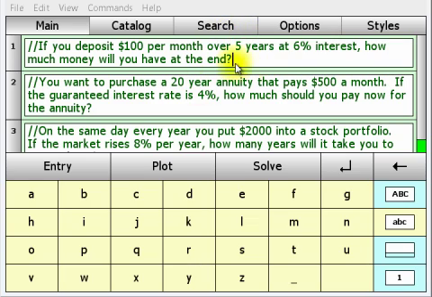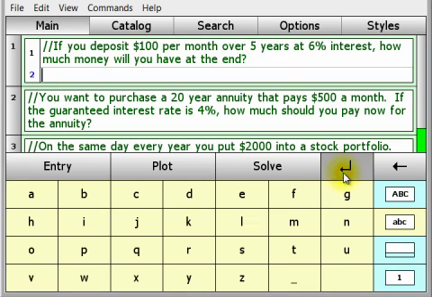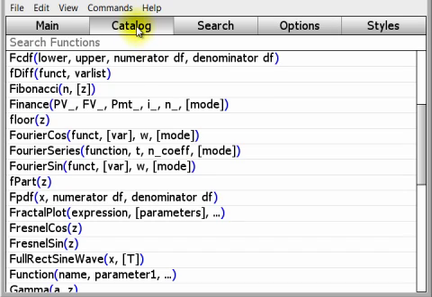If you deposit $100 per month over 5 years at 6% interest, how much money will you have at the end? Alright, this is a typical annuity problem. Let's go ahead and open up a second sub-entry here, and we're going to use the finance command. So go to your catalog, find the finance command.